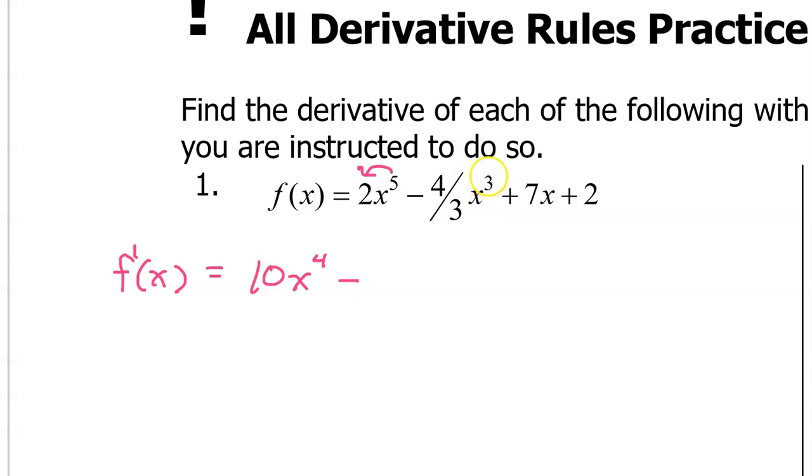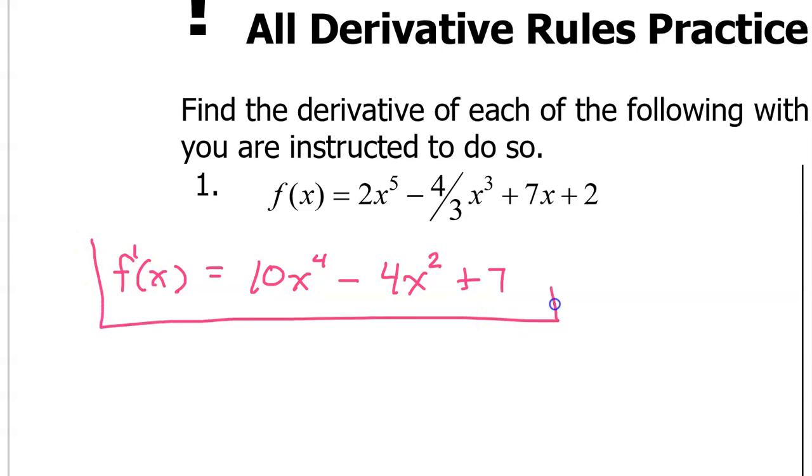When I take this 3 and I move it to here, these 3's will cancel each other out. So that will leave me with negative 4x to the, and I reduce this by 1, so I have x squared. Then the derivative of 7x is 7, and the derivative of 2 is 0. So this is the answer to number 1.